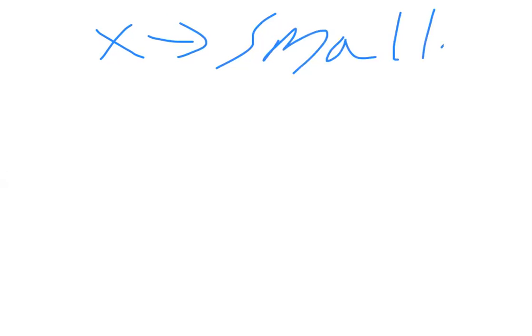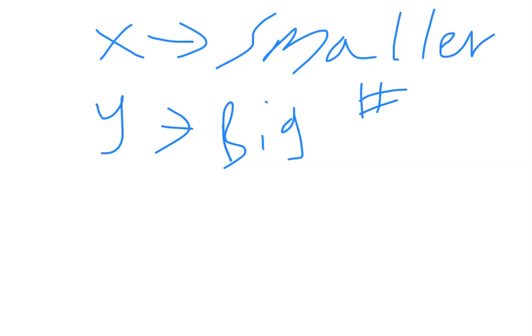Okay, one number is 10 more than the other. Let's call x the smaller number, and y the bigger number, because there's two numbers. One is bigger and one is smaller. So it has to be y is equal to x plus 10, because it's 10 more than the other number. And there's only two numbers, one bigger, one smaller.